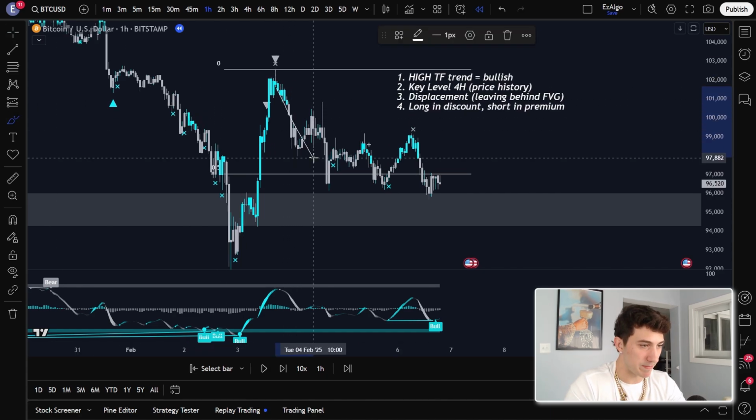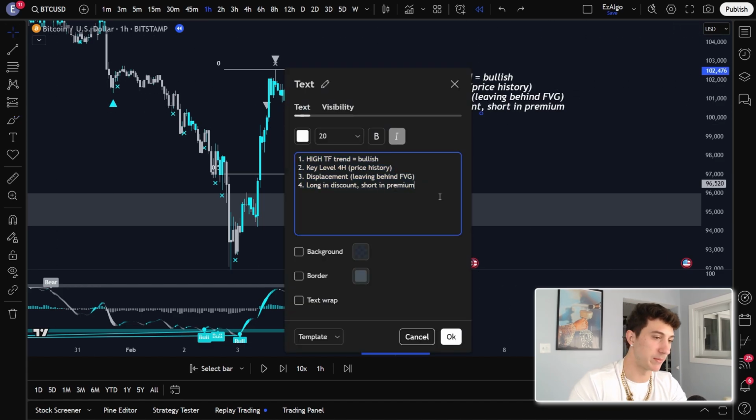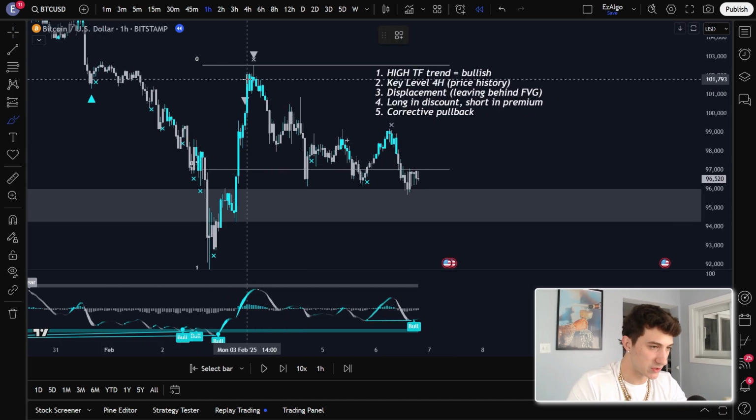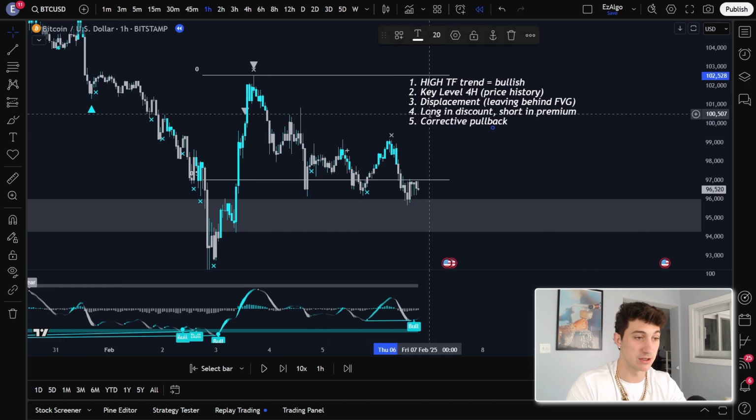Now, what do you notice about this move down? Okay, this is referred to as a sweeping pullback, which is a type of corrective pullback. So I'm gonna mark this down on my checklist as well. So I want to look for a corrective pullback. Now, using Elliott wave theory, this would be like an ABC correction down. That's kind of a little bit more advanced, and that's still subjective.